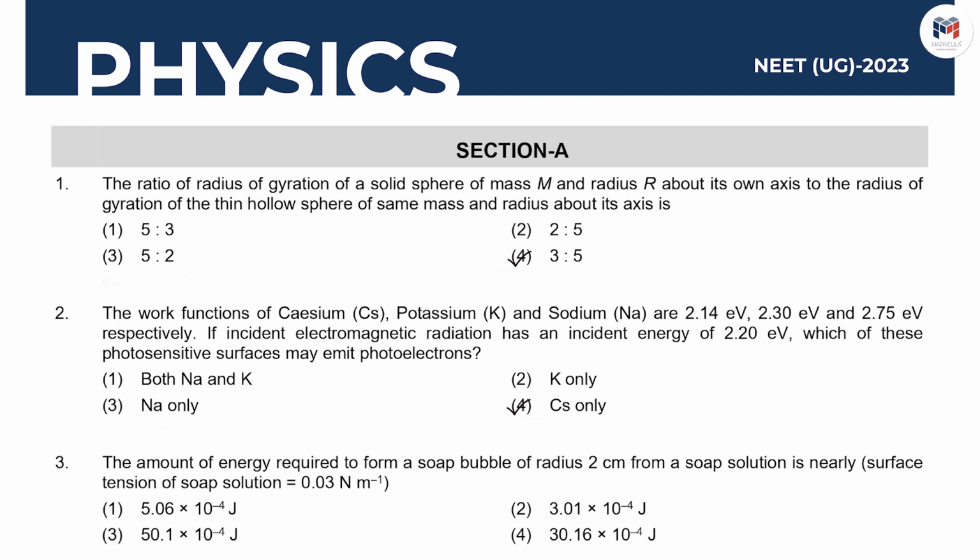Question 3. The amount of energy required to form a soap bubble of radius 2 cm from a soap solution where surface tension of soap solution is 0.03 Newton meter to the power minus 1 is nearly. The answer is option 2, 3.01 multiplied by 10 to the power minus 4 joule.